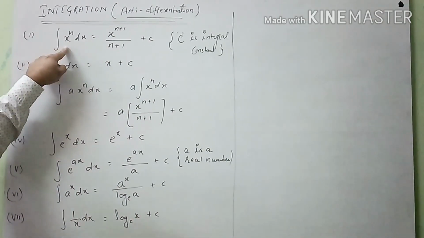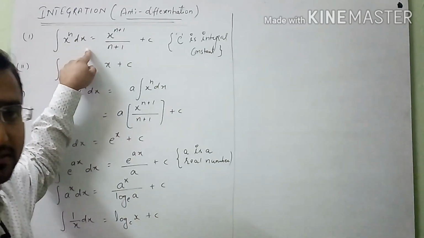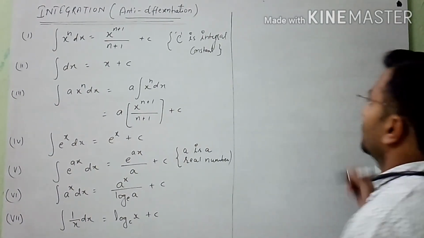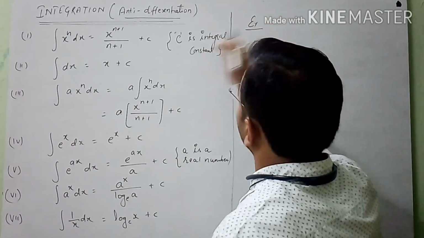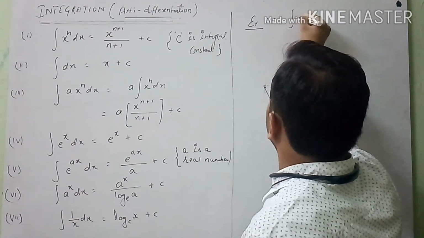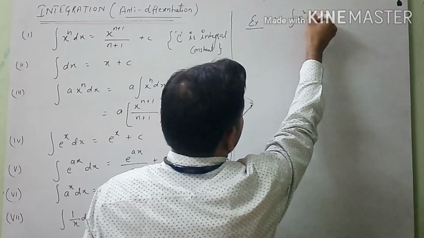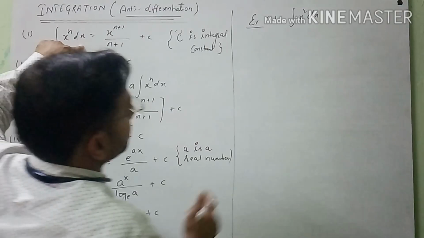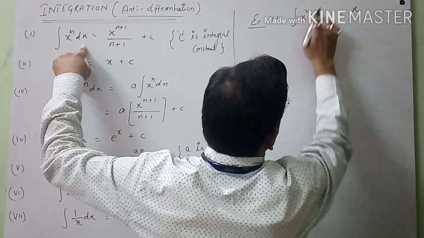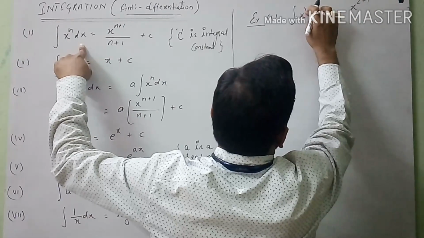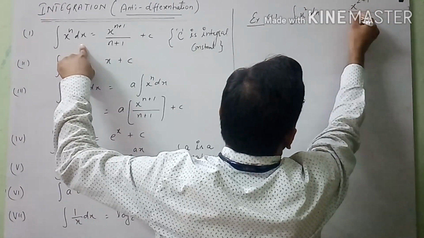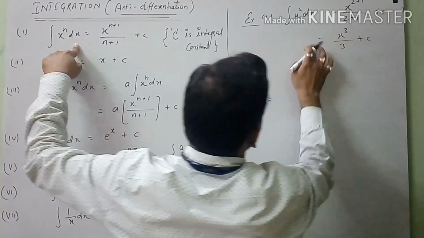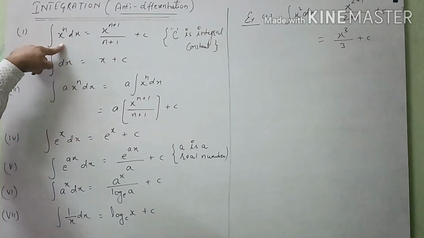So see, the first formula is the integration of x raised to the power n dx, equals x raised to the power n plus 1 upon n plus 1. For example, if I want to integrate x square dx, then you will see how we will solve. With the help of the first formula, you will write integration of x square dx is equal to x raised to the power 2 plus 1, that is n plus 1, upon n plus 1, plus c. So the answer is x cube by 3 plus c. This is the solution with reference to our first formula.